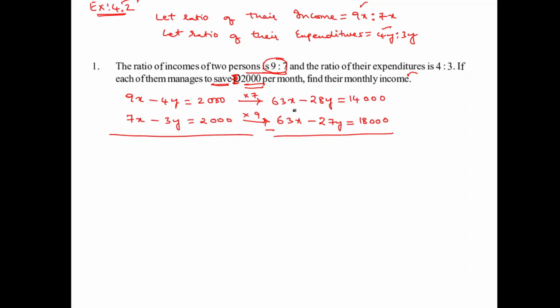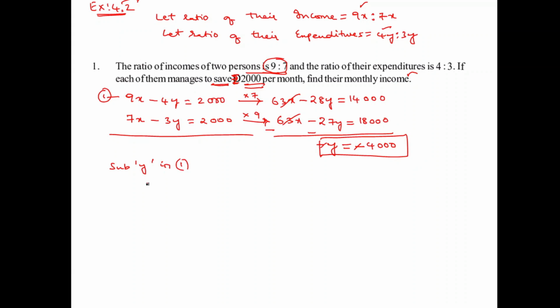Now, by subtracting, the x values are removed, and we are left with minus y equal to minus 4,000. Hope it's clear. x is removed, so y is 4,000. That is the answer for y. Now I just substitute the value of y in the equation. Let me take this as equation number 1, right?